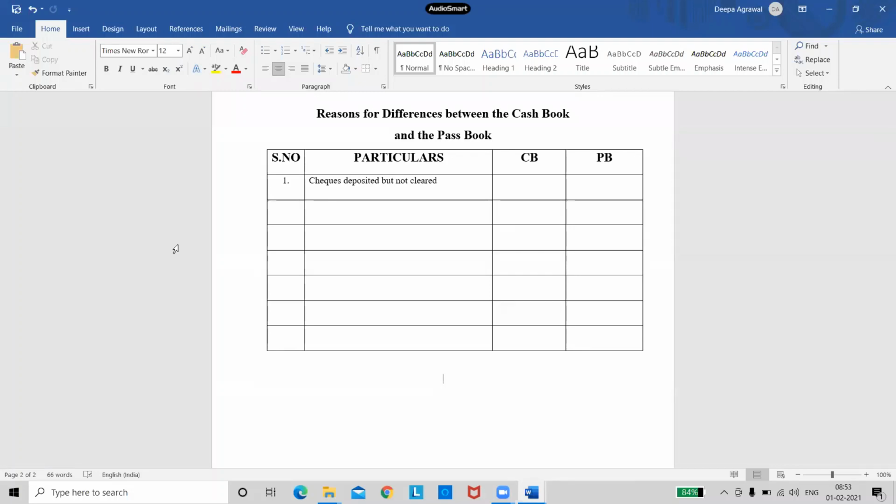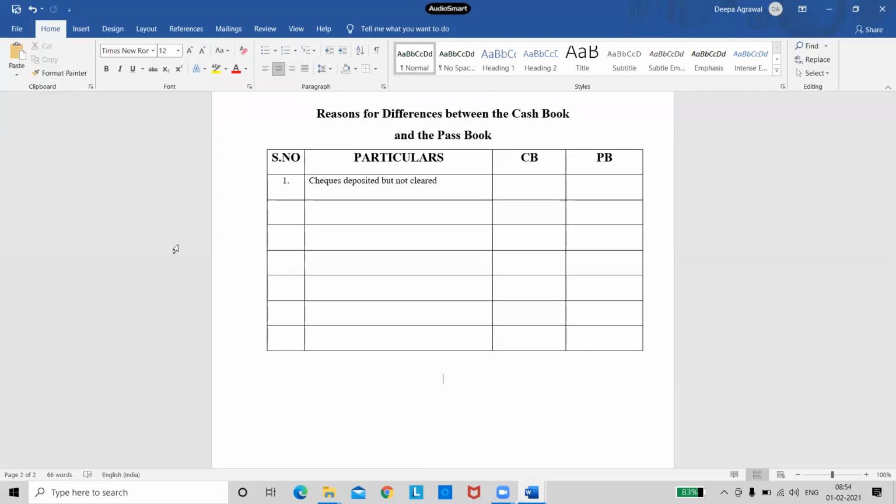And if checks are deposited, which side will the cash book record it, debit side or credit side? Is it a receipt or is it a payment? It's a receipt. So which side will the cash book record it? Debit side, ma'am. It is a receipt for the cash book and the cash book will record it on the debit side.